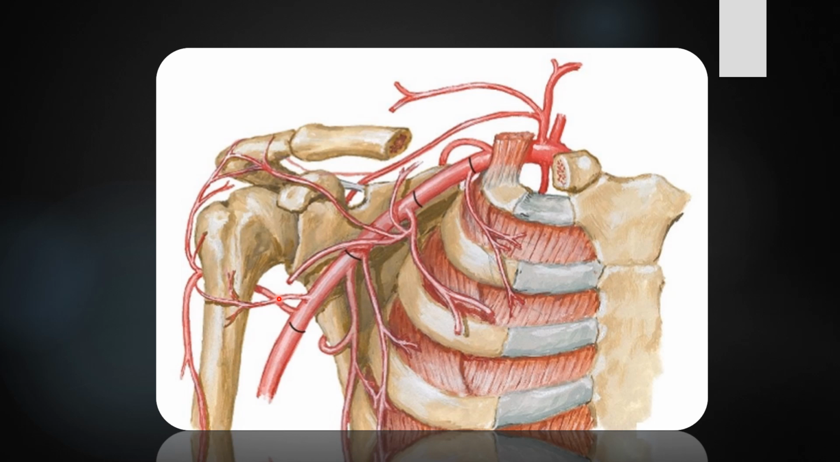Now the axillary artery terminates at the level of the lower border of teres major. From the lower border of teres major, it continues as the brachial artery. So now we are going to see the brachial artery and its branches.